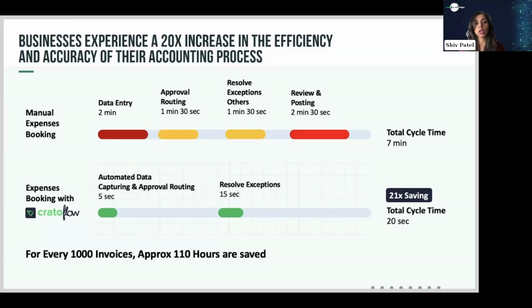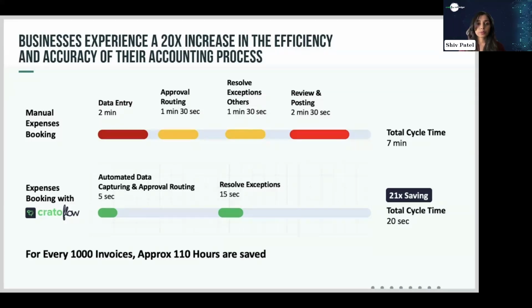So as you can see here, initially, when you look at an in-house process, it's a very manual process. On average, it could take about 7 minutes to upload and process a document. With CratoFlow, it's about 20 seconds or less. And if it requires no approval, it's even less than that.